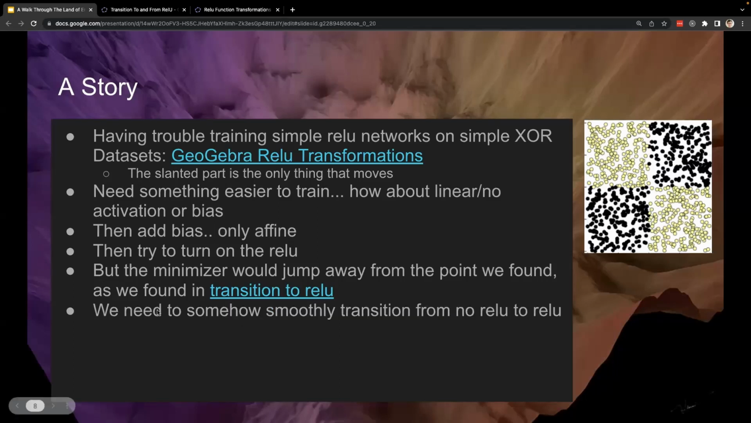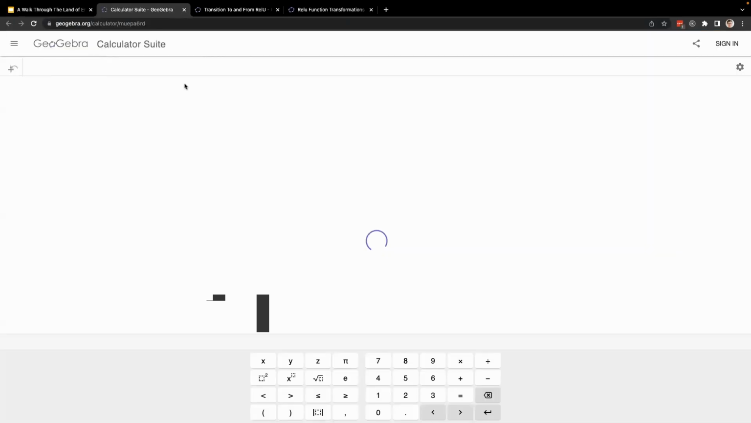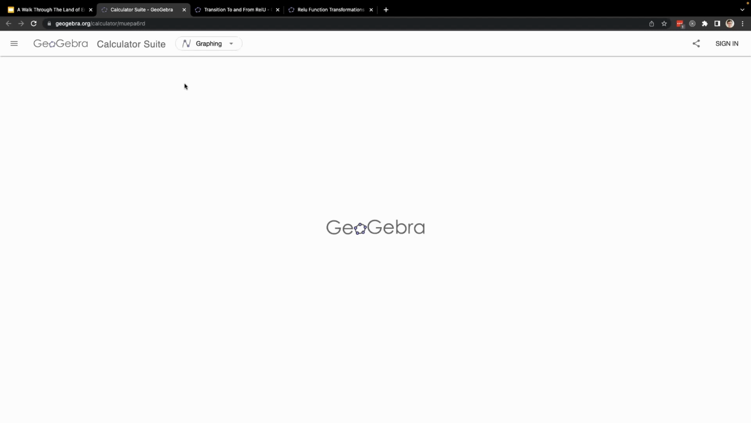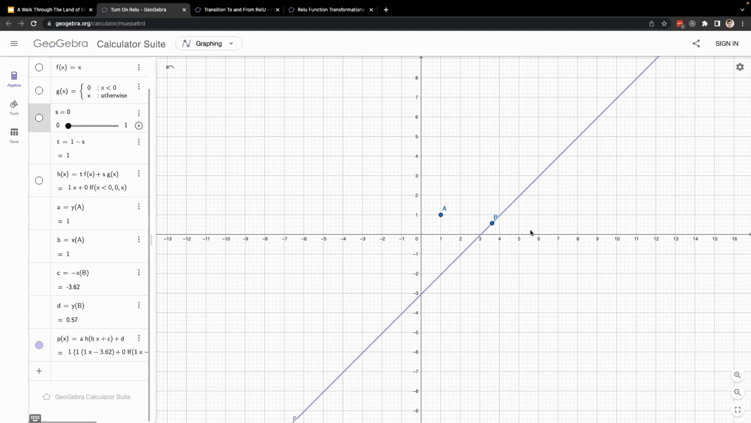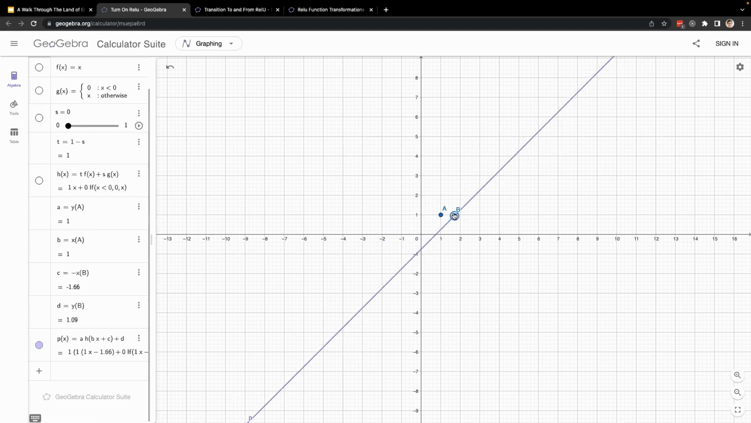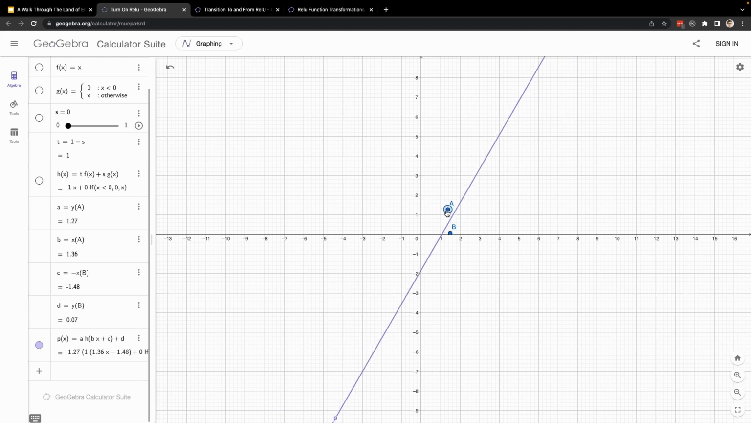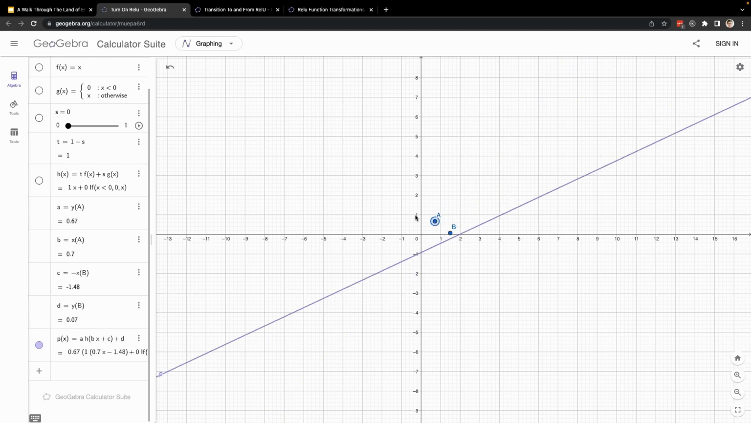So I was thinking we need to somehow smoothly transition from no ReLU to ReLU. And so this is another little activity trying to show what it would be like, right? So here's a ReLU, and then here is no ReLU, right? So I was thinking, okay, we train like this and we go find our points by moving these around. And then slowly we turn this on.